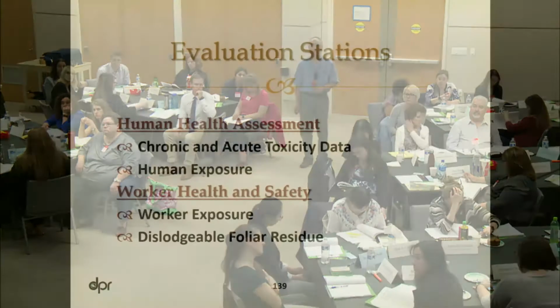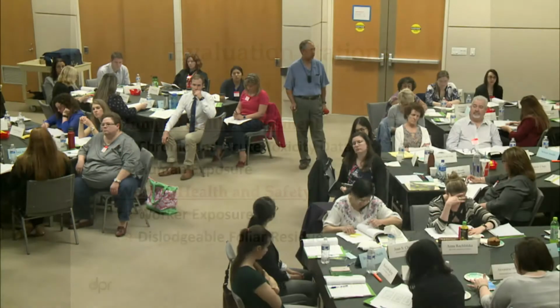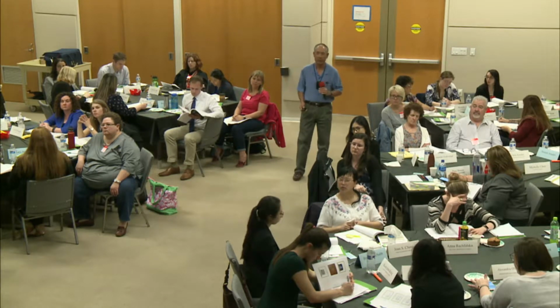Human health, HHA, they're dealing with chronic and acute tox data, and they do look at some aspects of worker exposure to human exposure, like Mary Lou was saying. Worker health and safety, similar human worker exposure, a little bit different, but for the most part, if it's currently registered here in California, HHA will probably encompass the worker health and safety unless the use directions on that product are different enough, unique enough, like a fumigant, then it would go to worker health and safety. And again, depending on what it is, they may require the dislodgeable foliar residue data. So again, it depends on your label, on where they go in these evaluation stations.